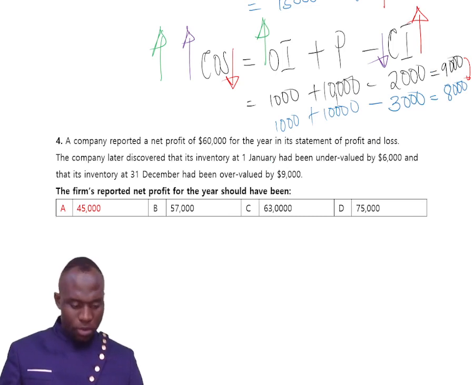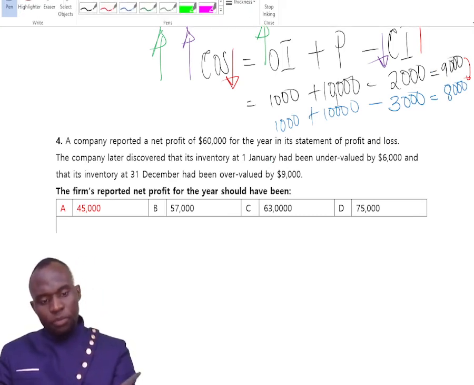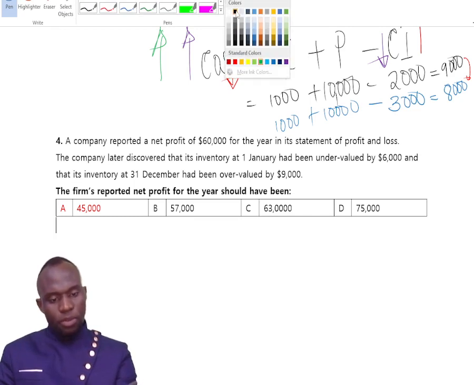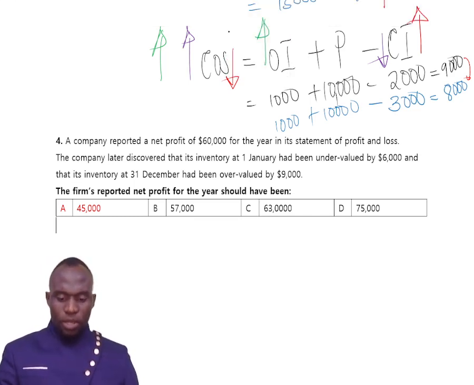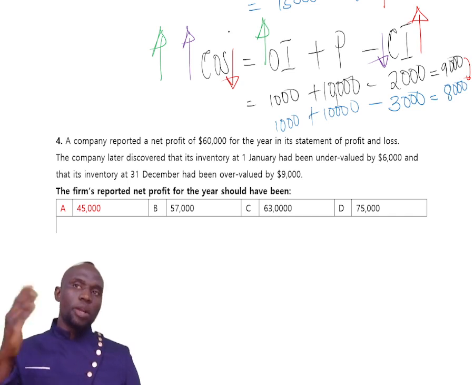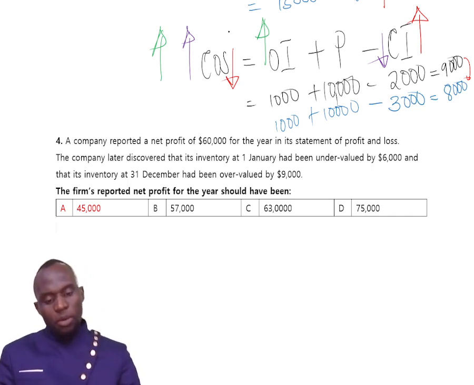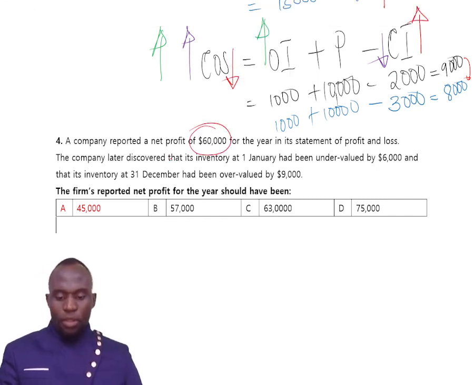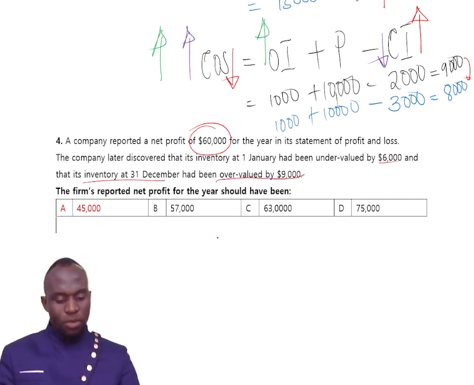So we are trying out this question. Exam technique, you start by reading the question. So they want you to calculate the net profit, what the net profit should have been. So I think they made mistakes. They want you to calculate the new profit. So a company reported a profit of 60,000 for the year. Then later they discovered that inventory on this date was undervalued by this. So at the start of the year, opening inventory was undervalued. And at the end of the year, inventory was overvalued. So our profit was 60,000.